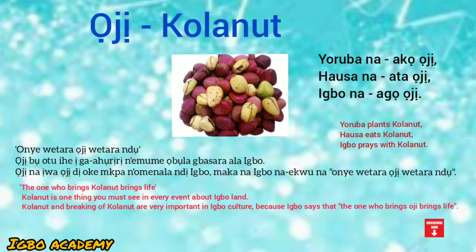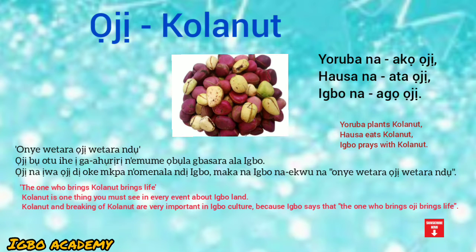So all these things, I'm going to write them in. I'm going to translate it in English because I don't trust the translating of Google. So you're going to see it in red. The Yoruba plant Kolanut, the Hausas eat it, while the Igbo use it to pray.